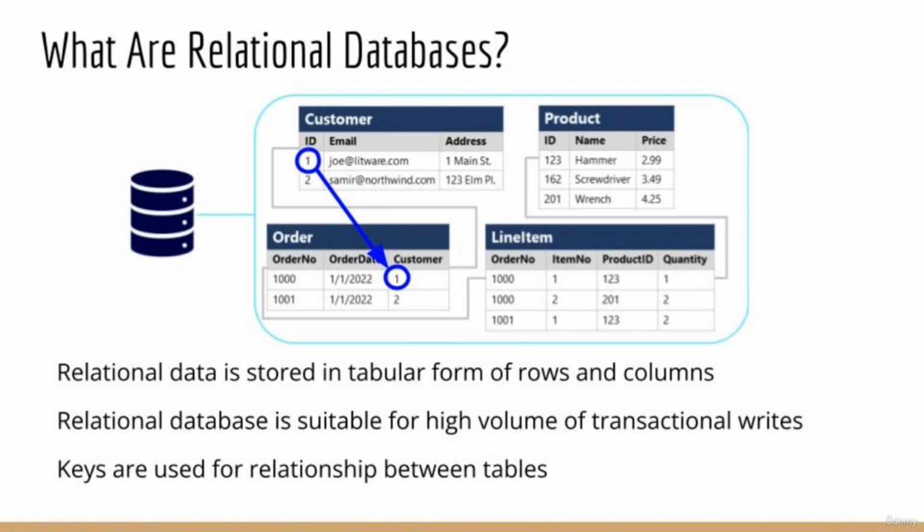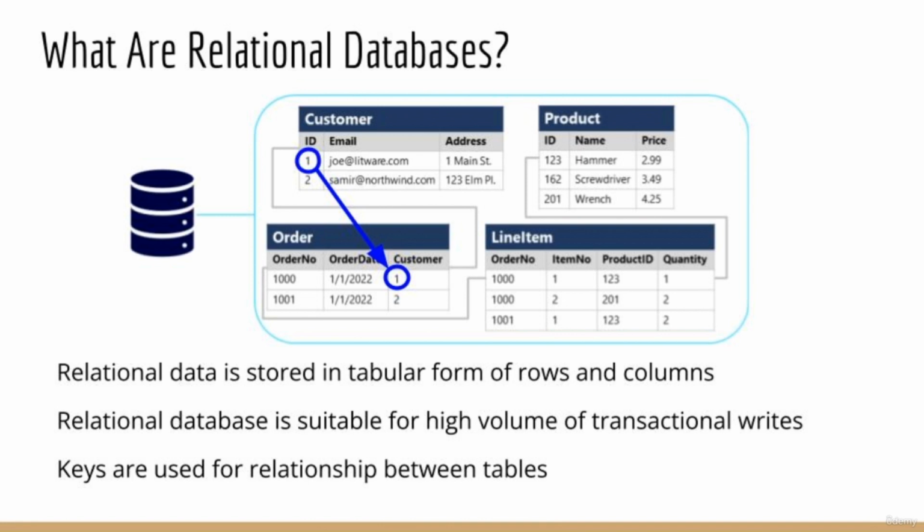Now that we've covered cloud service models, the second part of this section is on relational databases. Relational databases are commonly used to store and query structured data. The data is stored in entities that are in tabular form of rows and columns. Examples of that are tables of customers, products, or sales orders. Relational databases are suitable for high volume of insertions and writes in a database.